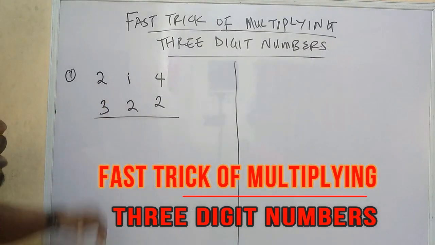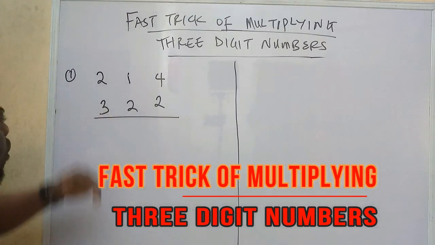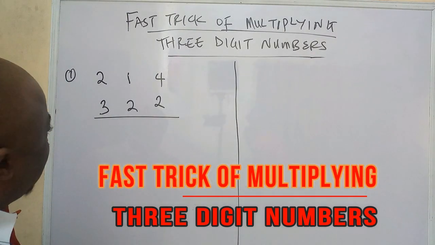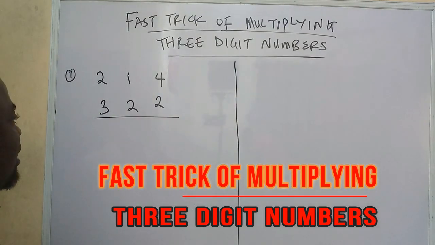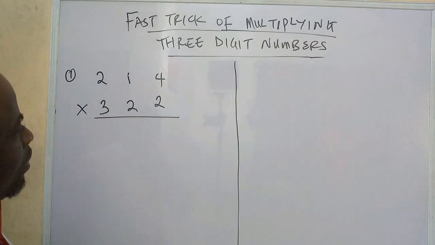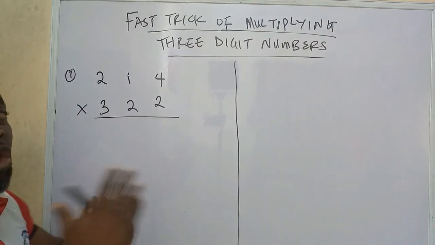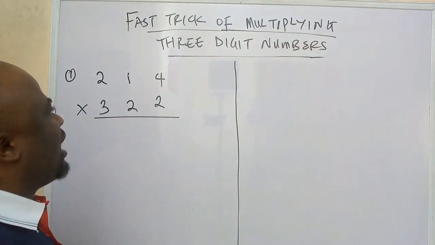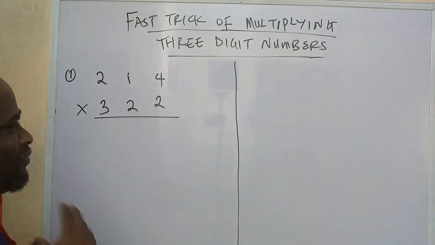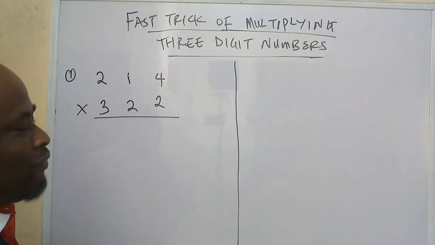Now, let's all look at it. This is the three-digit number we have on the board. In this case, we are going to multiply 214 times 322. That is the meaning. We want to multiply this and this together. So, how do we do that? There are methods of doing this. By the time you get used to how to do it, it's very, very easy, and you can do it within 10 seconds, you have done it.